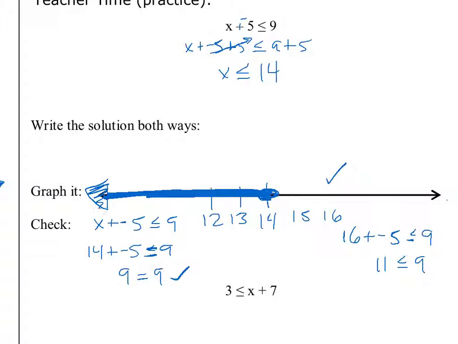I'm going to leave this check here as part of my work. I'm just going to mark it out. And so now I need to check something on the other side. So I'm going to pick 12. 12 plus -5 is less than or equal to 9. That's 7. 7 is less than or equal to 9. Is 7 less than or equal to 9? Yes or no. Alright, so that tells us that we've shaded the correct direction.